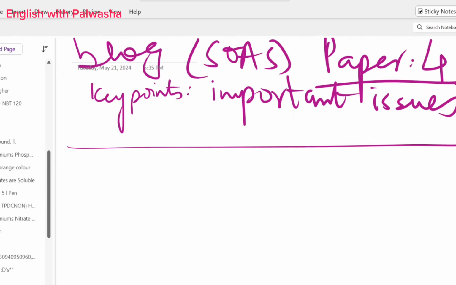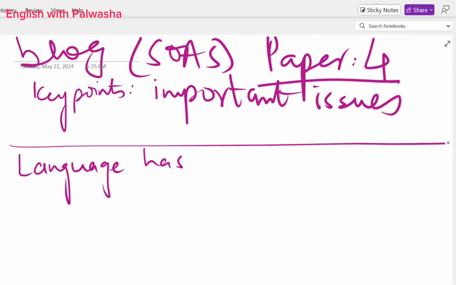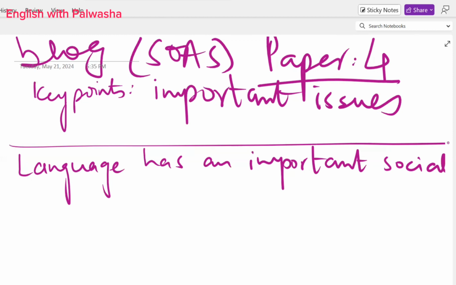We're going to start structuring our answers by saying that language has an important, significant, whichever synonym is best and appropriate, you're going to use that. If you feel the word important is outdated, use significant. Language has a significant social function. We're going to start our sentence from the use of language. Now, after social function, we're not going to put a full stop here.